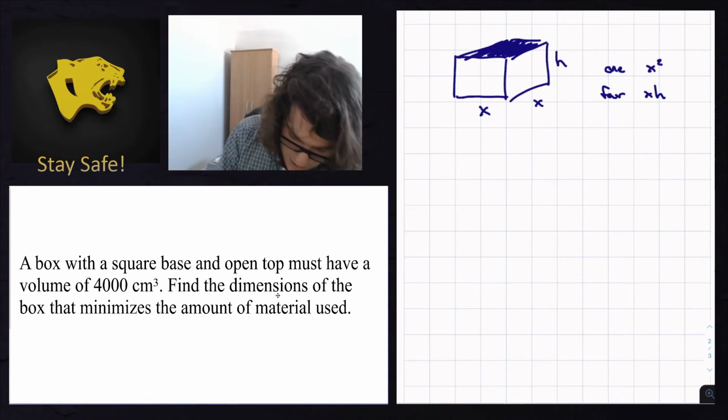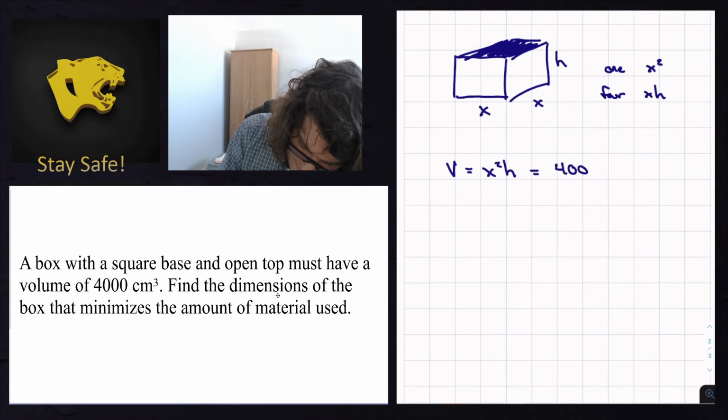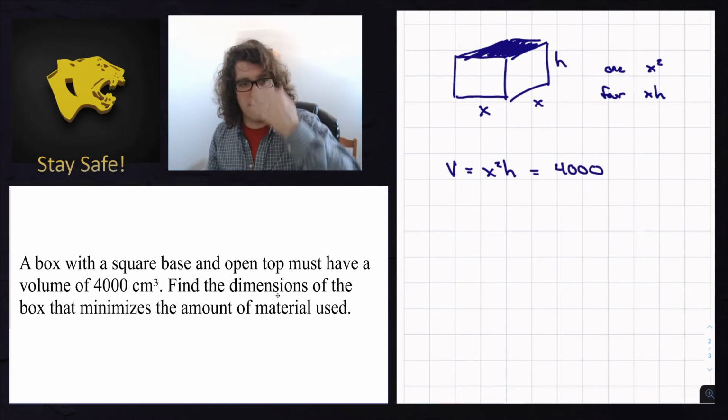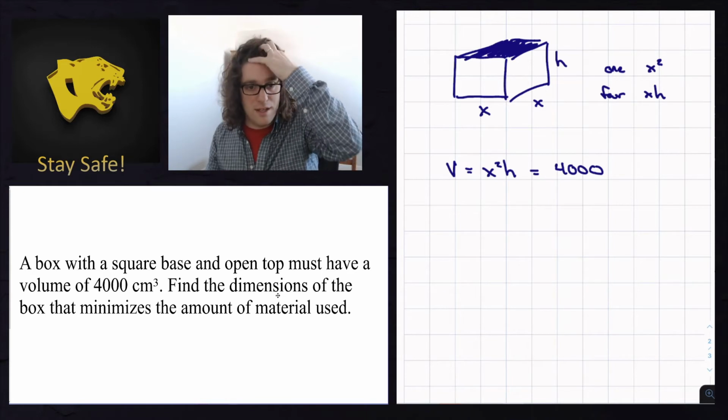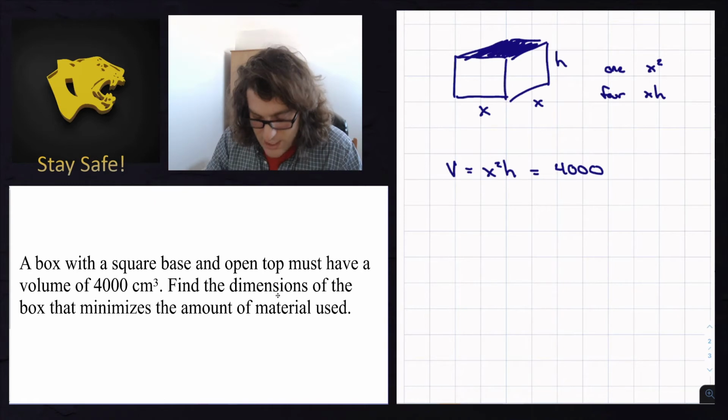So I do know that my volume, which is x squared h, is supposed to be 4,000. I'm not going to put the units in there. I'm just going to say that x is measured in centimeters, and so is h, so everything would work out unit-wise, and that's good. All right, so that's one thing.